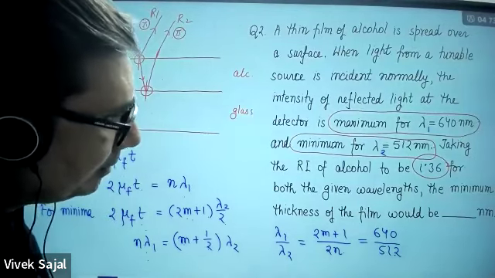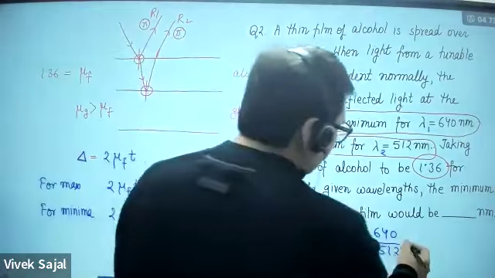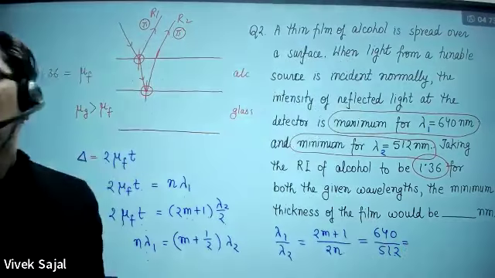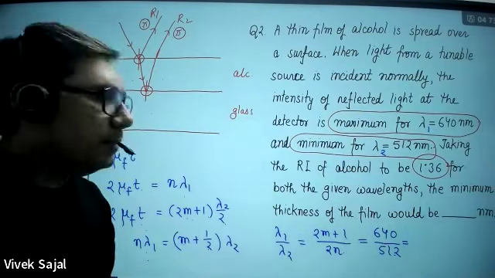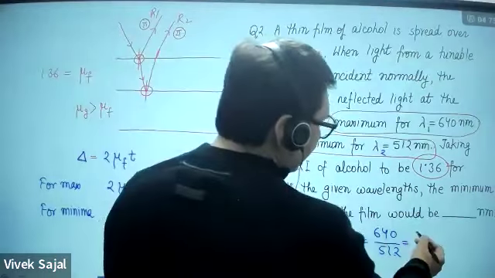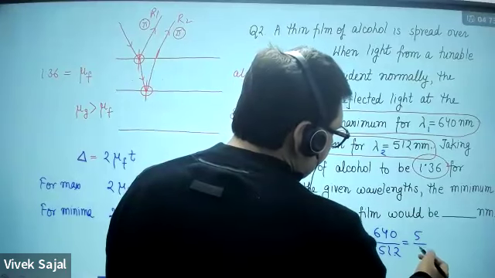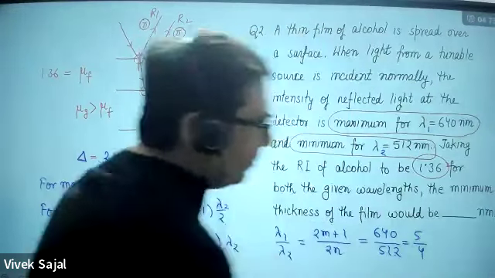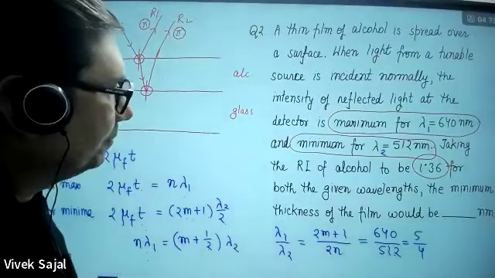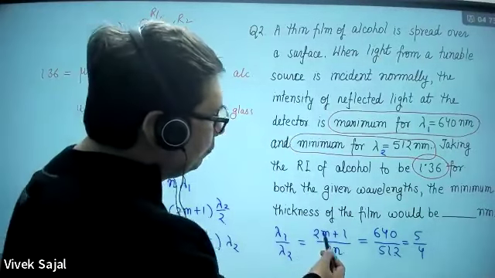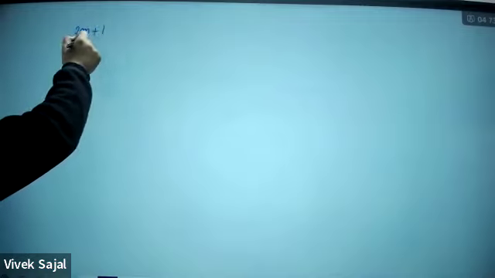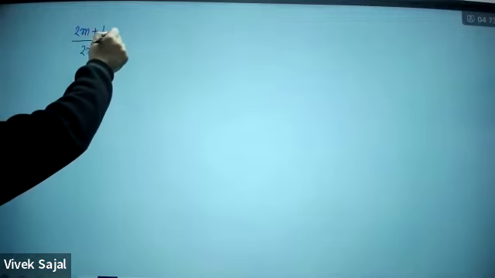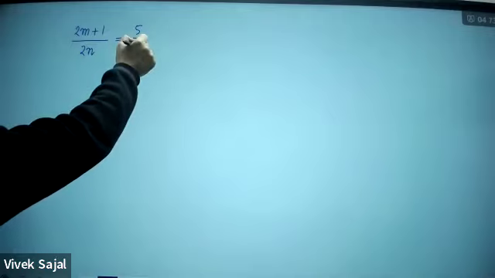So now solve it. How to simplify it? Beta, tell me how much it will be. On simplifying, what are you going to get? This will be 5 by 4, you are saying 1.25. So this will be 5 by 4, beta. So what you are writing here: (2m plus 1) upon 2n, and that is 5 by 4.